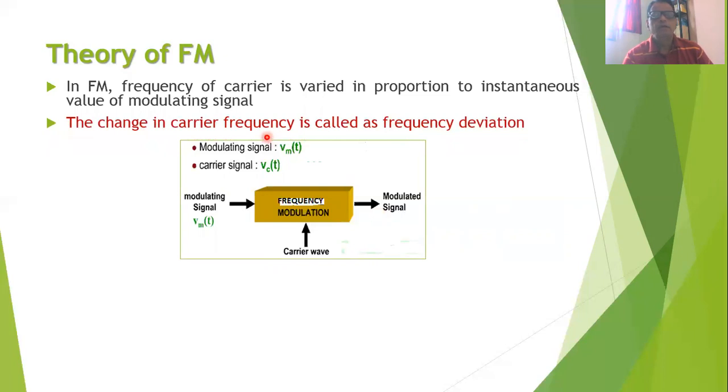You will find that there is a change in the carrier frequency, and this change is in accordance with the amplitude of the modulating signal. This change in the carrier frequency is called the frequency deviation. So in FM, there is some center carrier frequency, and the frequency of the carrier signal continuously changes as per the amplitude of the modulating signal. This change in frequency is called the frequency deviation.